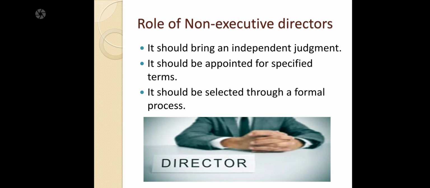Next is the role of non-executive directors. Non-executive directors are directors who are not executive directors. A non-executive director should exercise independent judgment, should be appointed for a specific term only, not for regular terms, and should be selected through a formal process only. The formal process is as per the company's rules, standards or the company's act. As per that we can appoint or select them. We should give non-executive directors the special provisions to take independent judgment, not on behalf of others, so that they maintain a true and fair result of the companies.